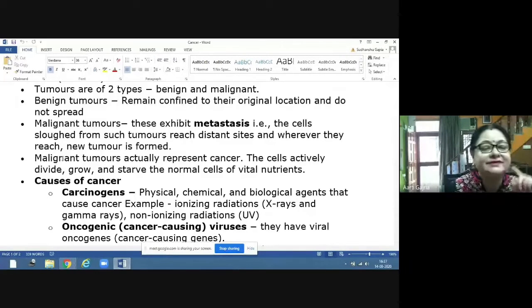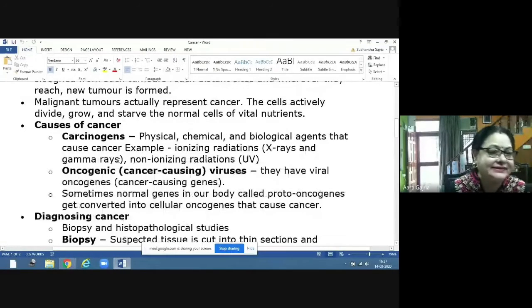Now, what are the causes of cancer? The substances which cause cancer are called carcinogens. They can be physical substances, chemical substances, or biological agents, and together they are called carcinogens. For example, ionizing radiations such as X-rays and gamma rays, and non-ionizing radiations, that is ultraviolet rays. Then there are oncogenic viruses, which are cancer-causing viruses.